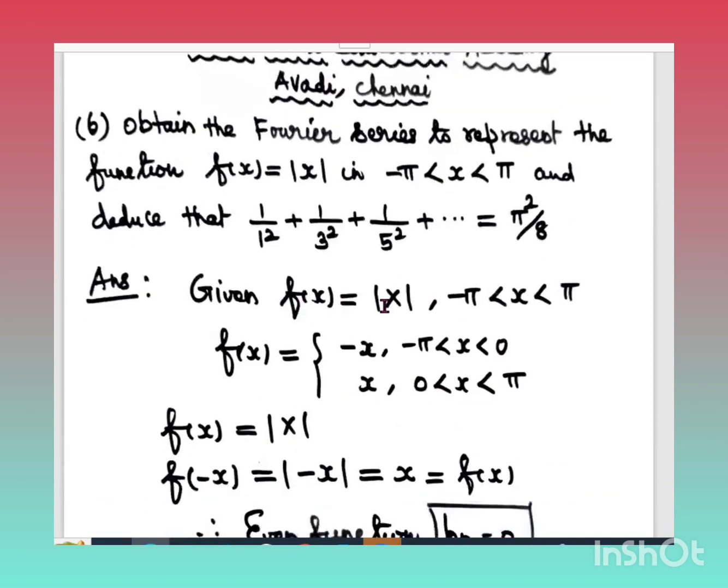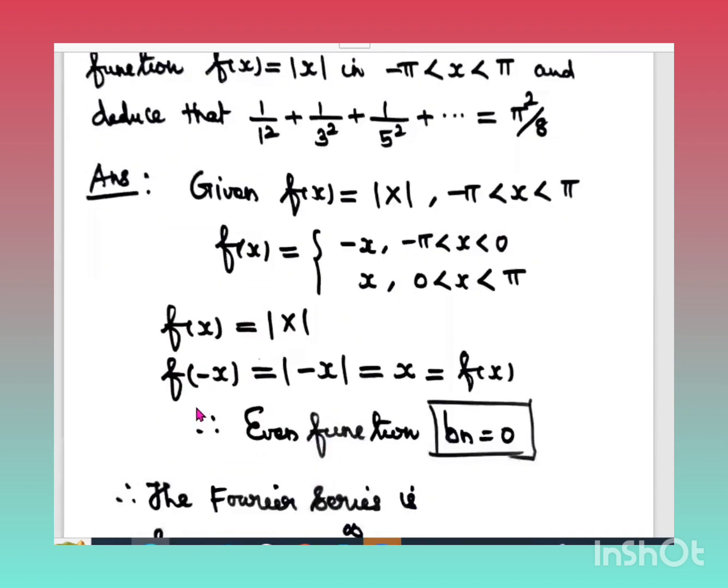Given f of x is equal to modulus x, minus pi less than x less than plus pi. Modulus x can be written as minus x, the limit is minus pi to 0, and plus x, the limit is 0 to pi. So f of x is equal to modulus x; check f of minus x. This is the rule to find the even function. F of minus x is equal to modulus minus x, which is equal to plus x, which is equal to f of x. So therefore it is an even function. Even function means directly we have to write bn is equal to 0.